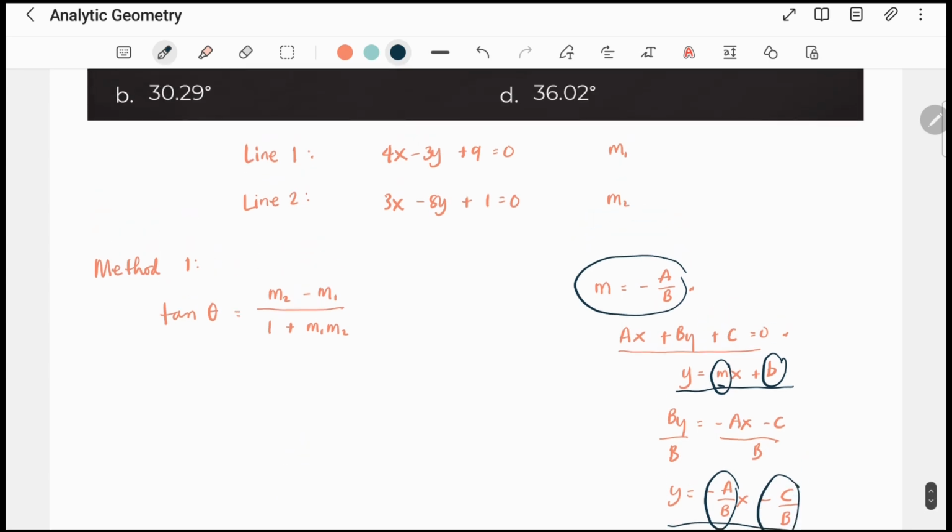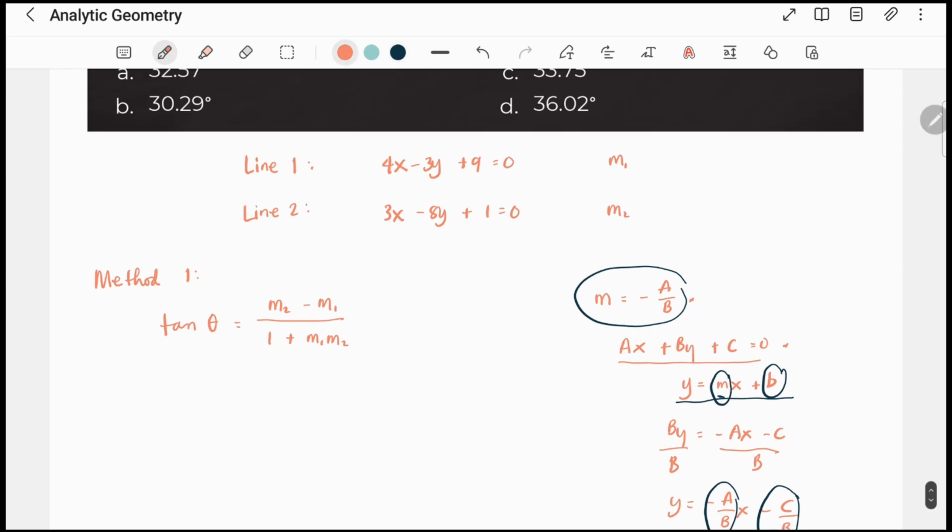Okay? So anyway, yung ating kailangan lang dito is the slope which is negative A over B. Sige nga, para mas mabilis, kunin natin dito si m1 and that is negative A over B nga ulit, yung ating formula. Yung ating A is 4, divided by B natin is negative 3. So this is 4/3. Then yung ating M2 is equal to negative A over B ulit, negative 3. Ang ating A natin is 3, and then yung ating B is negative 8. So this is equal to 3/8.